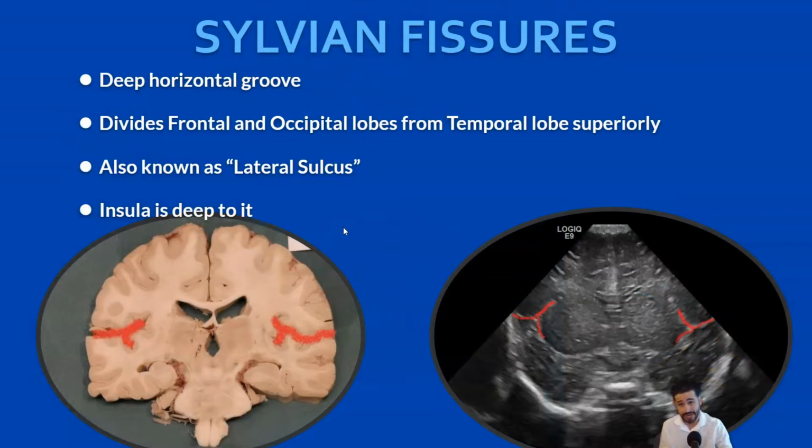Sylvian fissures are lateral grooves. They're deep lateral grooves around the temporal region. They separate the frontal and occipital lobes from the temporal lobes. They look like sideways Ys, I always tell my students, and the insula is buried deep to it. Let's go back real quick. So here you have the temporal lobes.